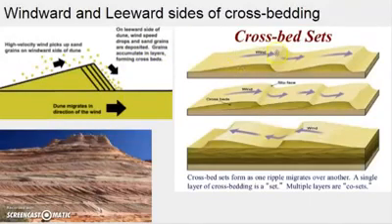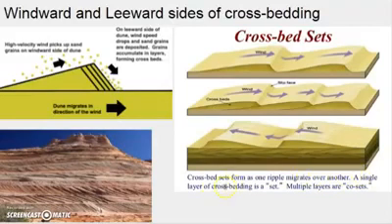So here's another picture that we can illustrate here. Wind travels in this direction. It's going to deposit sediment on the leeward side. It's going to be a steeper slope here, right? Because you have a directional flow of velocity or a current here. Crossbed sets form as one ripple migrates over another.